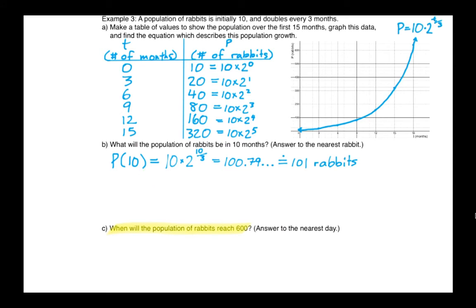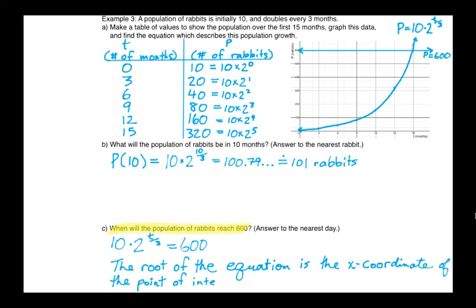So now the last question for this example is when is the population going to be at 600? What I'm going to be doing is solving this equation, but at this time I don't have an algebraic way of doing it. So I'm going to do it graphically. I graph p equals 600 up here, and as long as I've done a reasonable job of my graph, I can now estimate the amount of time that it'll take.